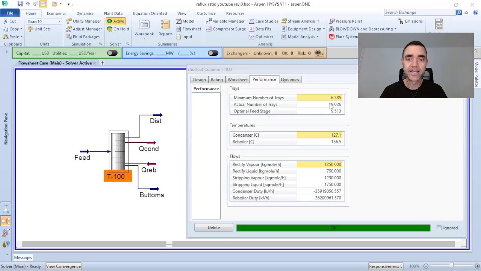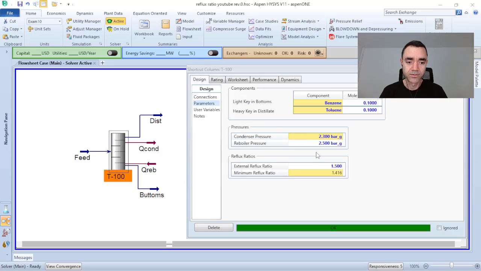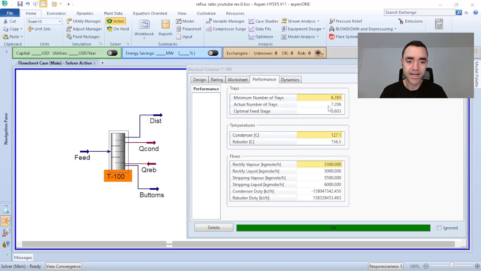So you can see that the number of trays increases when I decrease the reflux ratio. And now let's do a final test here. Instead of 2.1, let's suppose that I will use a reflux ratio of 10. If I return to performance, now I have 7.2 and I am approaching the minimum number of trays, meaning that I am reaching the value corresponding to the total reflux ratio.